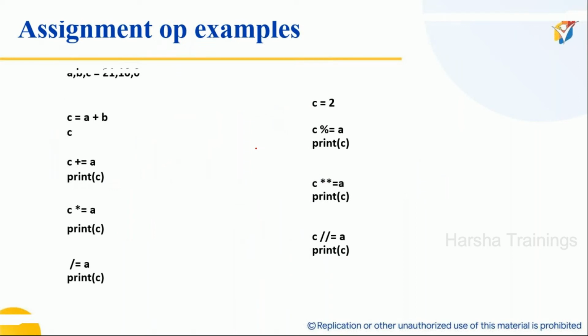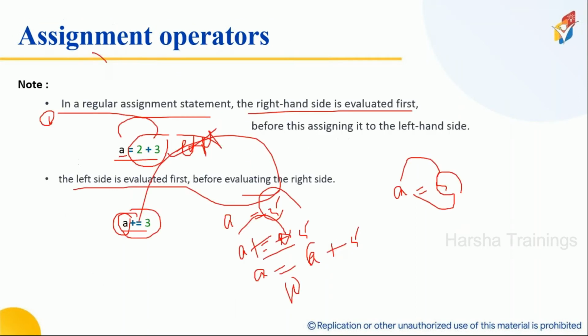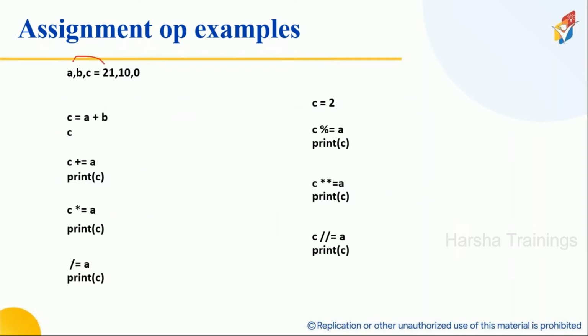For example, if I take a small expression like this, 21 will go for A, 10 will go for B and 0 will go for C. Here what I am asking is C equal to A plus B. 21 plus 10 is 31. Here we are assigning the result into C. Now if I write C plus equal to A, what is the meaning of that? C equal to C plus A. Currently C is 31 and A is 21. Clear? Now C will be 52 here. Clear? The same thing happens for multiplication. Any query?